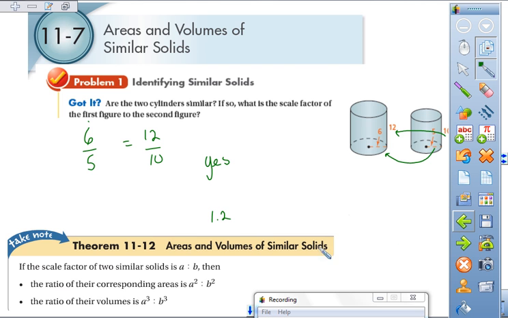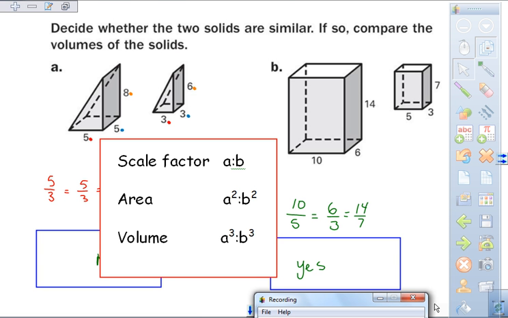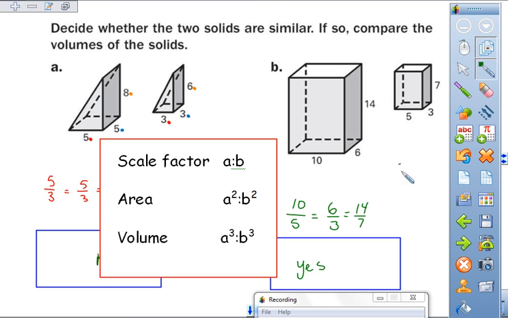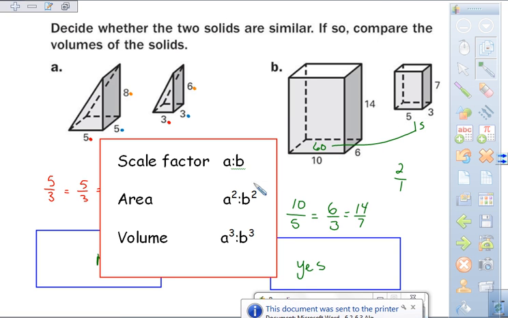If we look at what we did on the last slide, scale factor is a to b, area is a squared to b squared, volume is a cubed to b cubed. So we're saying that our scale factor is 2 to 1. So if we had the area of the face, which is 60 of this base, the area of this bottom is 15. So if I multiply 15 times some number, that should give me 60. And if we wanted to figure out what that number is, this is our scale factor. To talk areas, we'd have to square that, so our ratio would be 4 to 1. So 15 times 4 would give us 60.